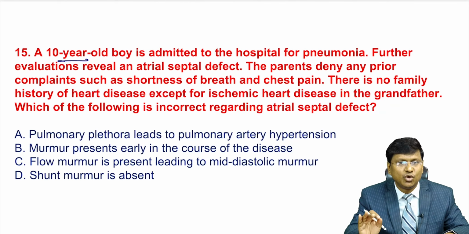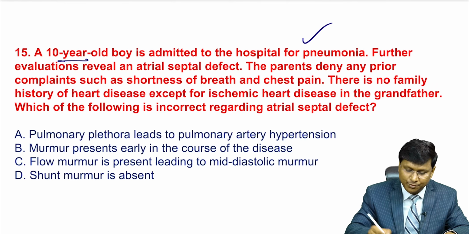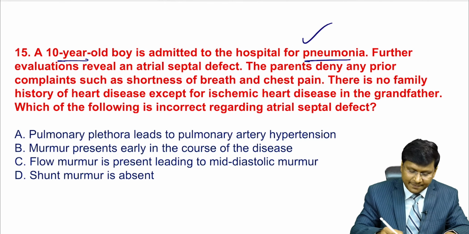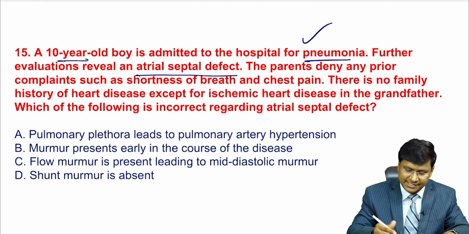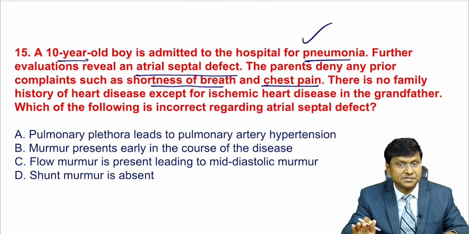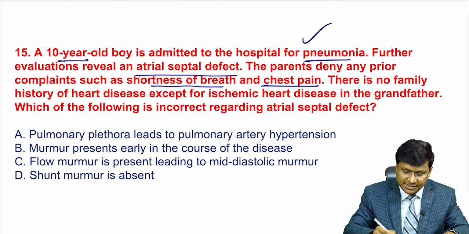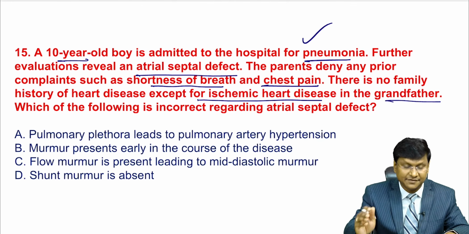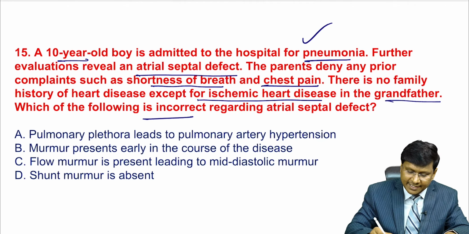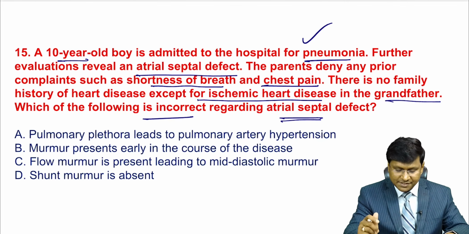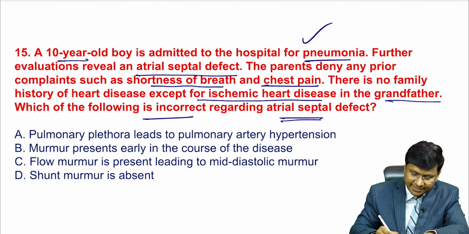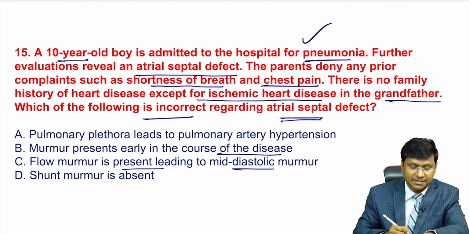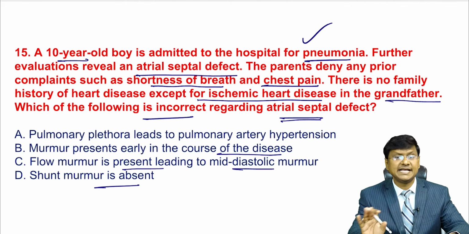We have a 10-year-old boy admitted to the hospital for pneumonia. Further evaluation revealed the presence of an atrial septal defect. The parents deny any prior complaints such as shortness of breath and chest pain, and there is no family history of heart disease except for ischemic heart disease in the grandfather. Which of the following is incorrect regarding atrial septal defect? The options are: pulmonary plethora leading to pulmonary artery hypertension; murmur presents early in the course of the disease; flow murmur is present leading to a mid-diastolic murmur; shunt murmur is absent.